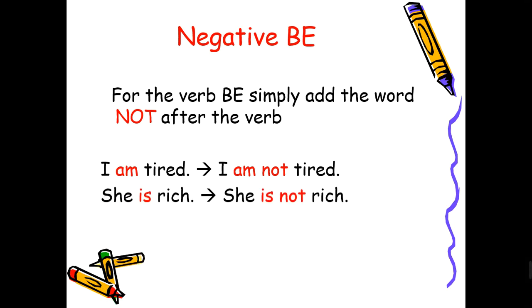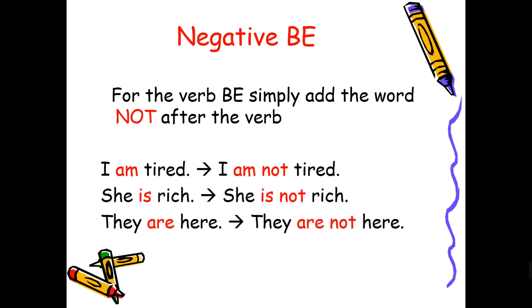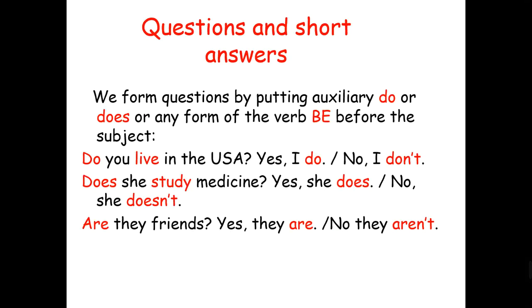She is rich, she is not or isn't rich. They are here, they are not here. Now let's move to the next form, which is questions and answers.